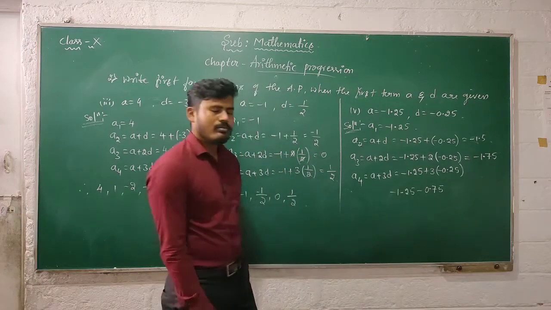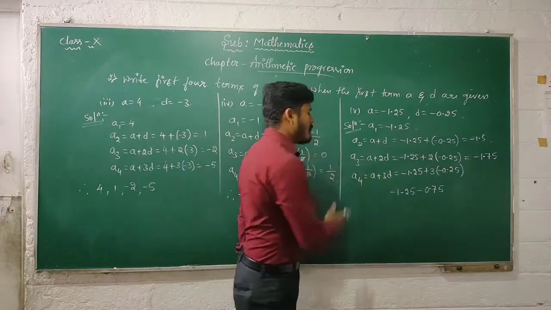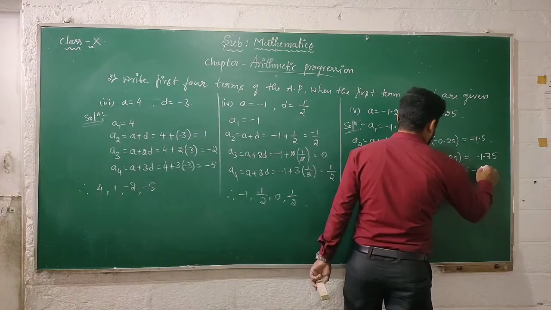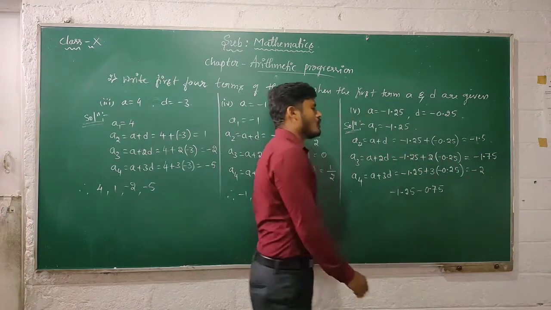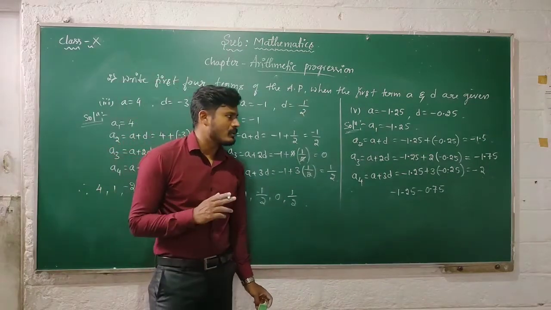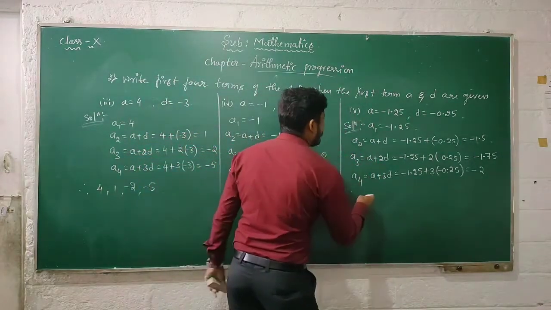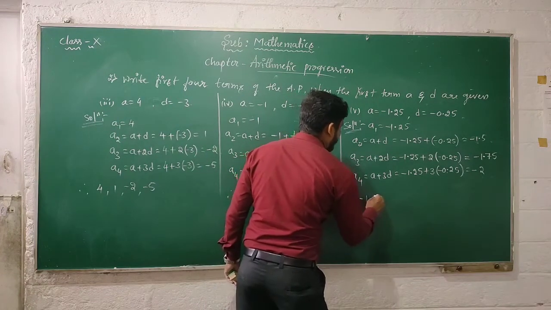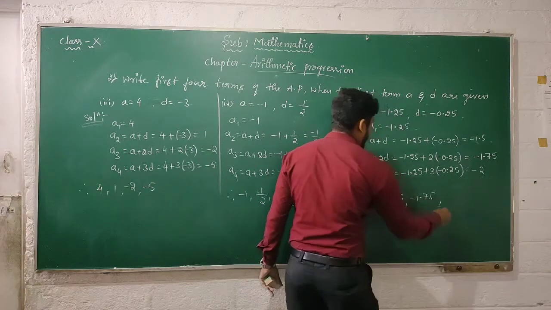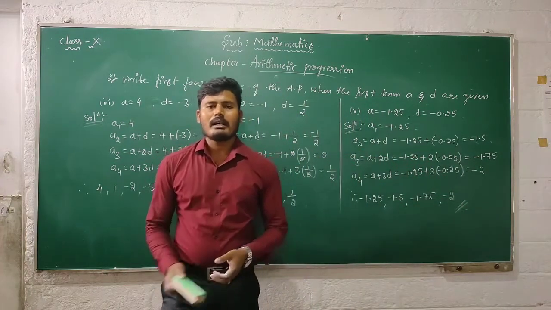So what is the sum of minus 1.25 and 0.75? So 1.25 and 0.75 is nothing but minus 2.0. That means minus 2, sorry, minus 2, not plus 2. 2.0 or 2, both are same. So here the list of numbers are minus 1.25, minus 1.5, minus 1.75 and minus 2. So these are the first four terms of the given AP.